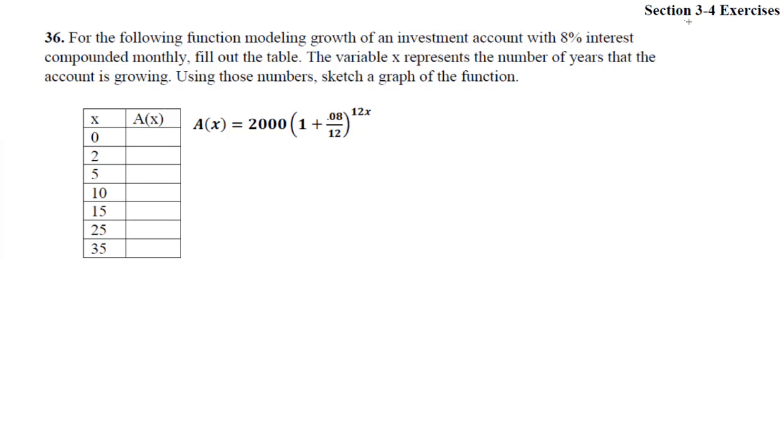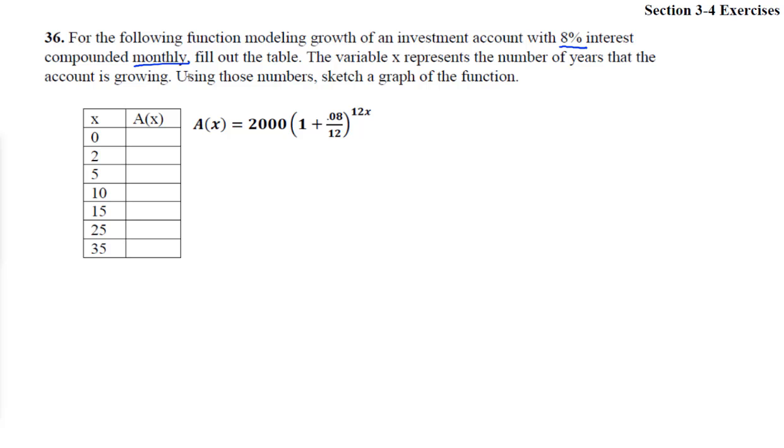Here we are with section 3.4 exercises number 36. For the following function, modeling growth of an investment account with 8% interest, compounded monthly, fill out the table. Now we'll notice that 8% shows up right here. This is the compounding interest formula. 8% and it compounds monthly. That means 12 times per year. So the interest gets cut in twelfths for each month, but then gets compounded 12 times as often.